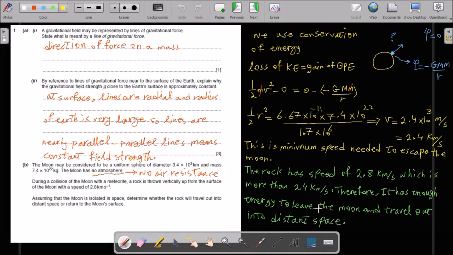So you should explain also these last three lines. They are important to explain for this question. So you can find 2.4 kilometer per second. You can explain that this is minimum speed needed to escape from the moon. And after that, you should explain last three or four lines.